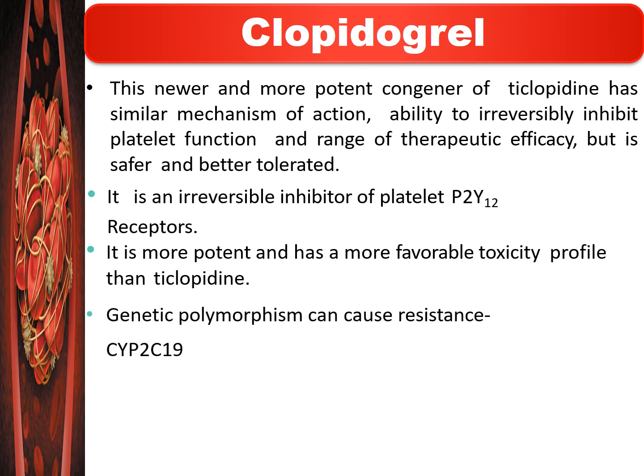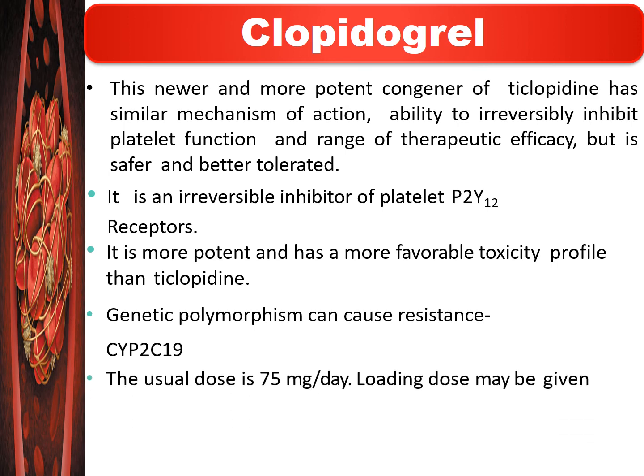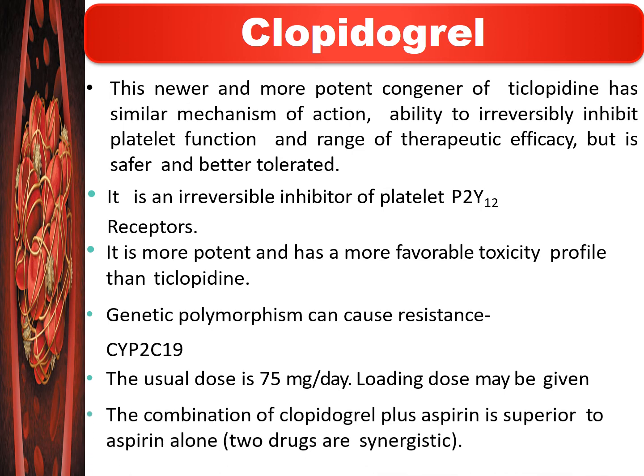Genetic polymorphism of CYP2C19 can cause resistance, whereas the usual dose is 75 mg per day. A loading dose may be given. The combination of clopidogrel plus aspirin is superior to aspirin alone. The two drugs are synergistic to each other.